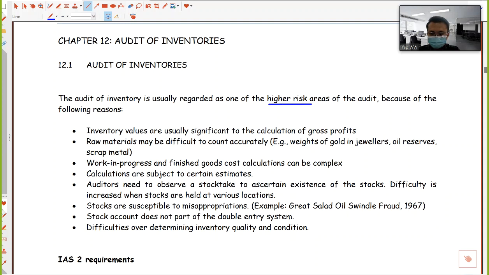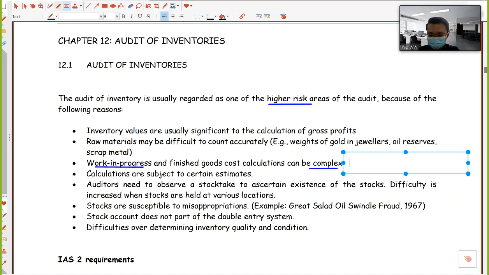Raw material may be difficult to count. Like certain materials such as gold and jewelry, which have different values. Work in progress is also very complex. You need to get the percentage of completion. Percentage of completion comes from estimates. Very judgmental.